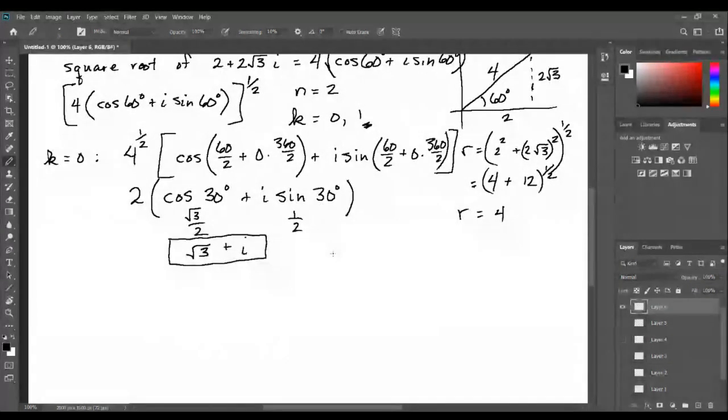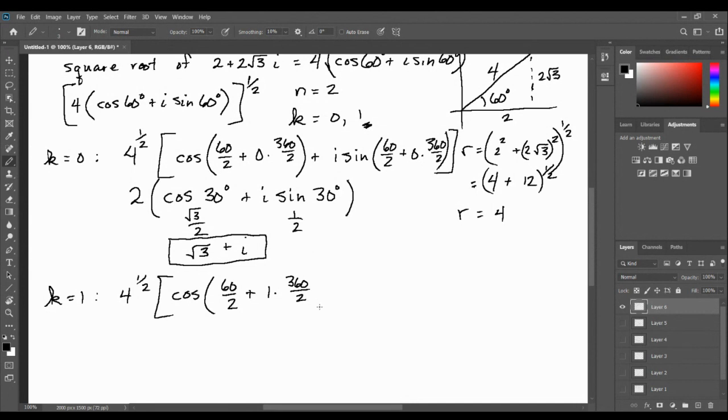Now let's look at the other one, when k equals 1. And I'm just about out of time, but hopefully this works. 4 to the 1/2 times cosine. I still have 60 over 2, but now we've got 1 times 360 over 2. Notice this is kind of like when we were looking at all of the angles that had a particular sine or cosine, and we had to add 360 to everything to get there.